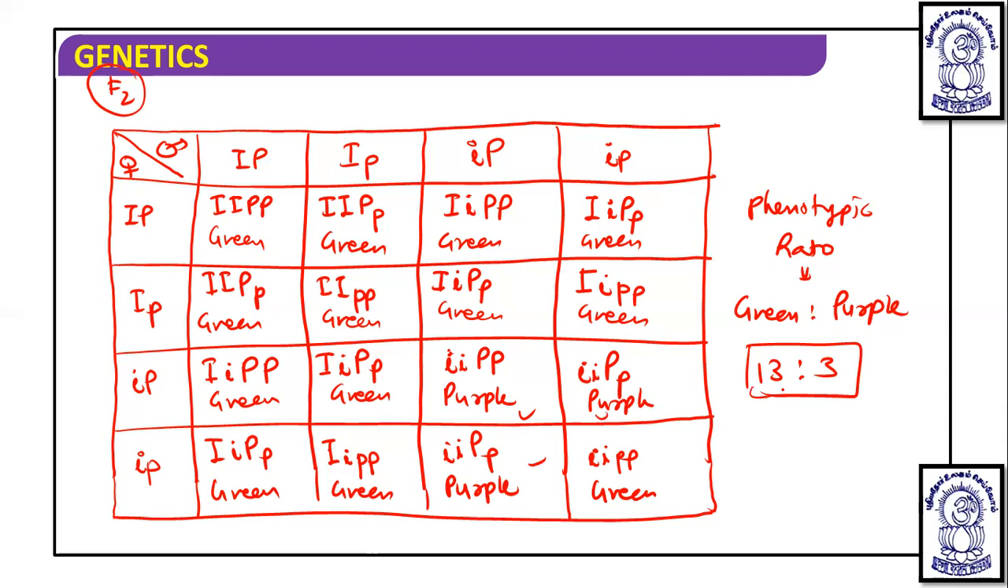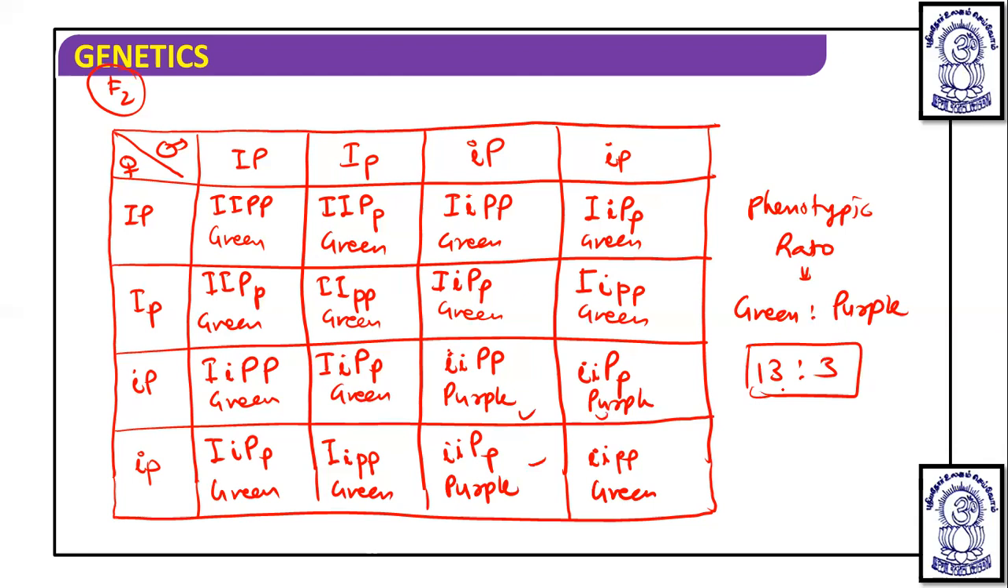Okay. So like this, all are the two gene interactions which we have studied, where two genes show interaction and how the ratio is changed from 9 is to 3 is to 3 is to 1 in the F2 generation. Here we have studied already complementary gene, duplicate gene, supplementary gene, dominant epistasis, recessive epistasis, polymeric gene, and additive gene. Now, these are two gene interactions.